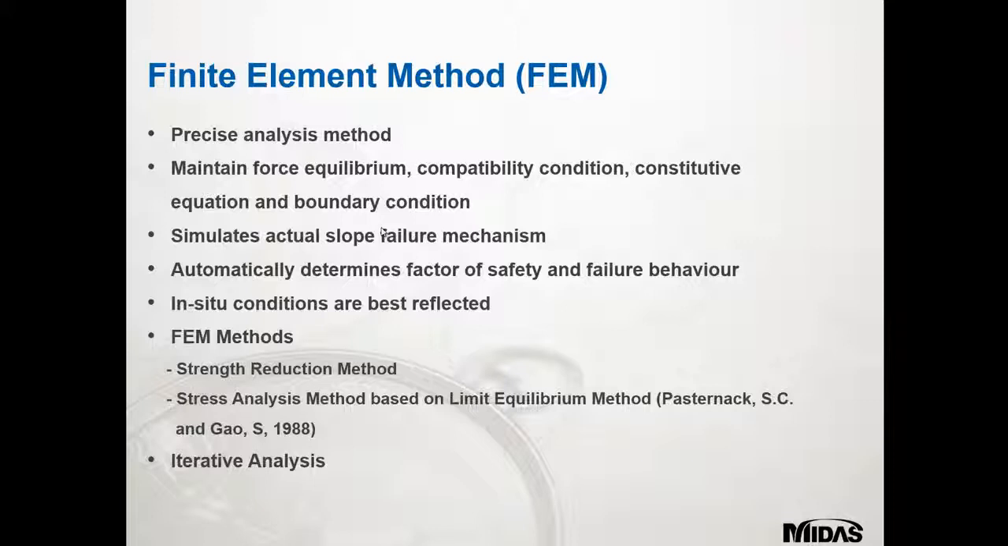So the finite element method requires iterative analysis, so it is computationally a little more expensive than the limit equilibrium method in terms of definition of the model through mesh and analysis runtime. But the finite element methods are of two different types. The strength reduction method, or C-phi reduction, and the stress analysis method, which is a combination of the limit equilibrium method and the finite element method, and hence it is more advantageous.